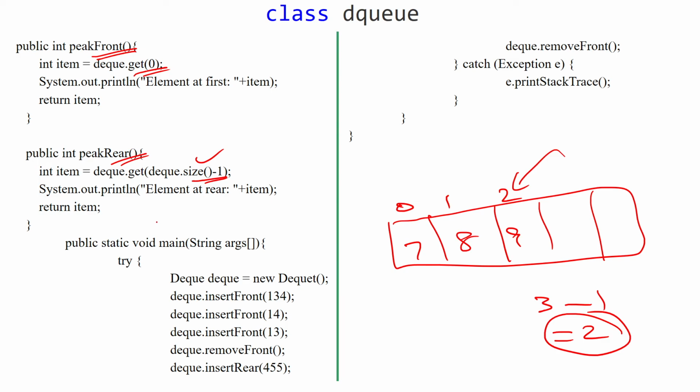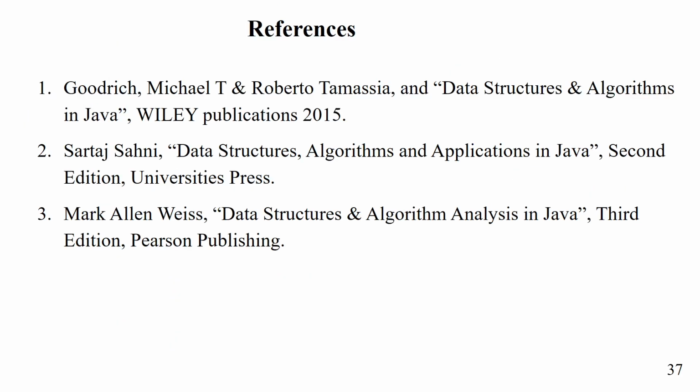We can access the element which was entered last, right? So like that we can implement the doubly ended queue using array.